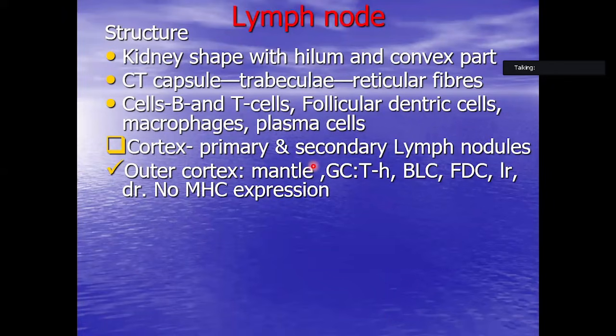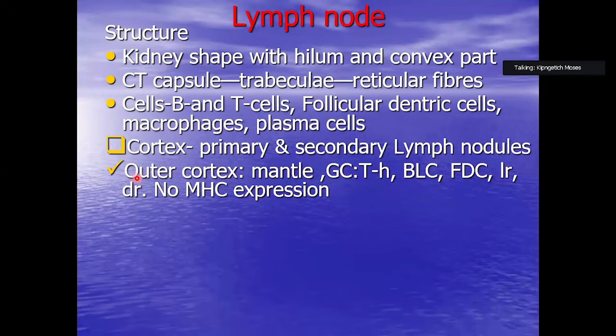So within the lymph nodule, we have the mantle zone, remember? We have the mantle zone, the germinal center, where we have the T helper cells that are very important in maturation of the B lymphocytes. We also have follicular dendritic cells. And the follicular dendritic cells, like we had said, are very important as antigen presenting cells. Within the germinal center, we have light zones and dark zones, light regions and dark regions.